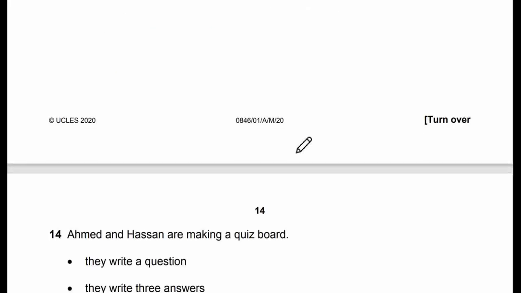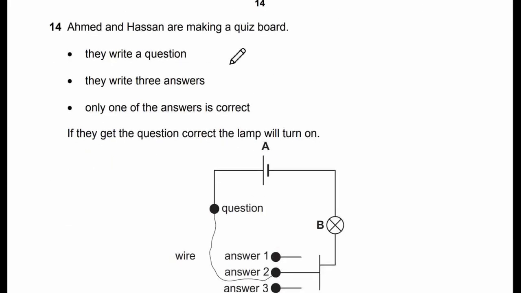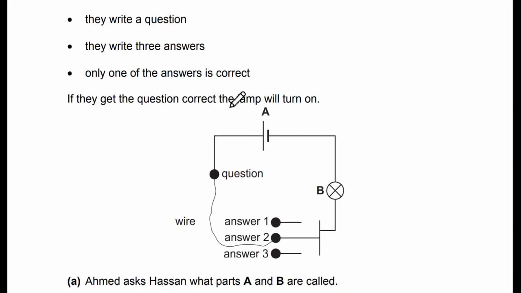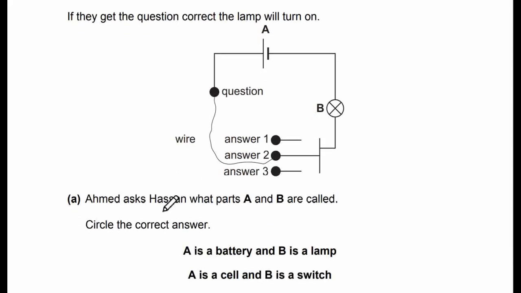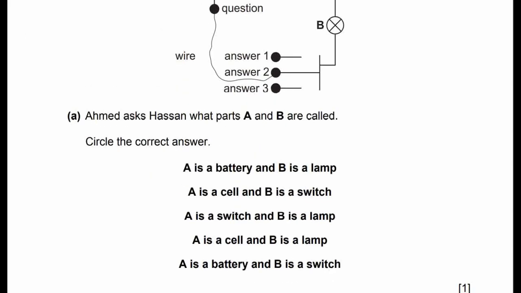Now let's get moving to number 14. Ahmed and Hassan are making a quiz board. They write 3 questions. Only one of the answers is correct. If they get the question correct, the lamp will turn on. Ahmed asks Hassan what parts A and B are called. Circle the correct answer.